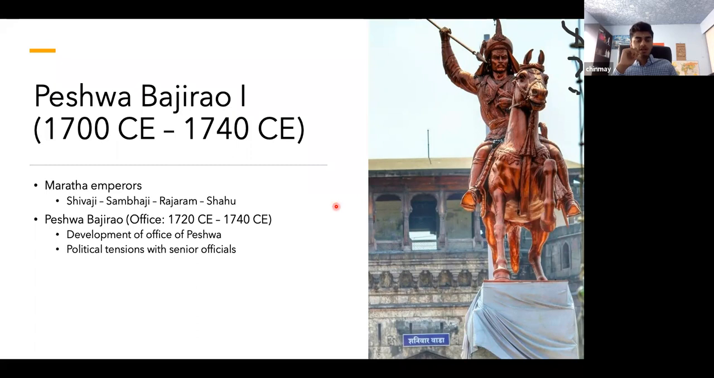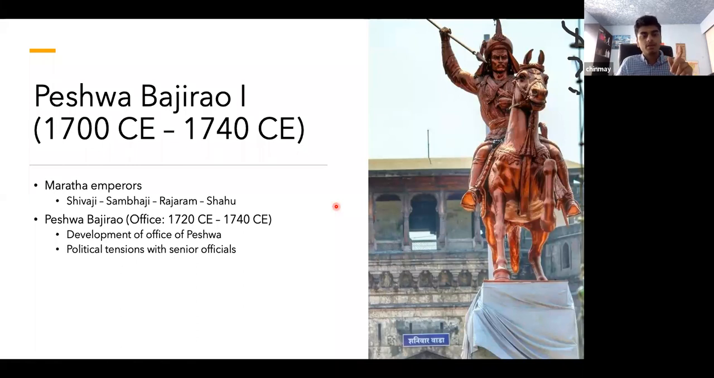So Peshwa Bajirao was in office from 1720 to 1740. Like how kings are coronated, the Peshwa was not a royal. It was not a royal position. It was a position more closely associated with a prime minister role.